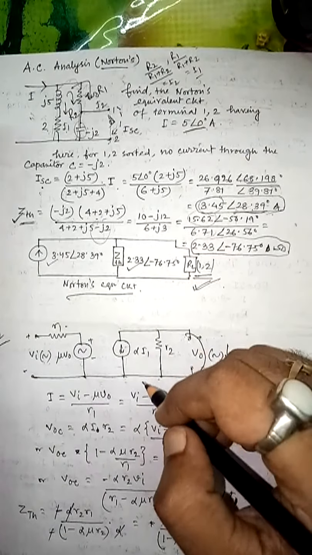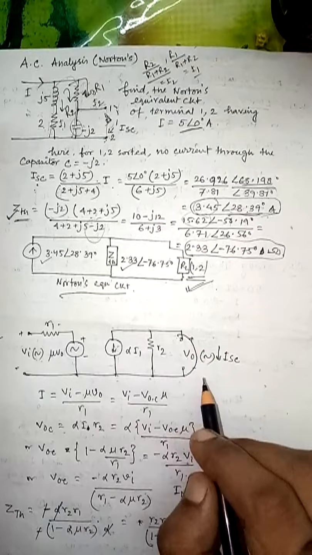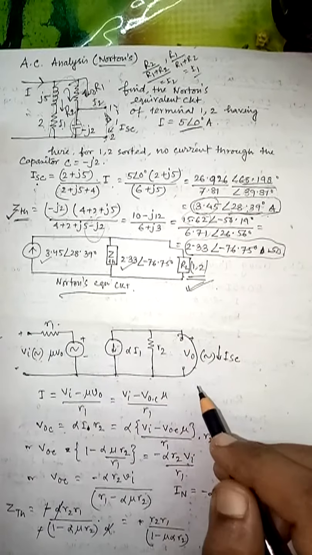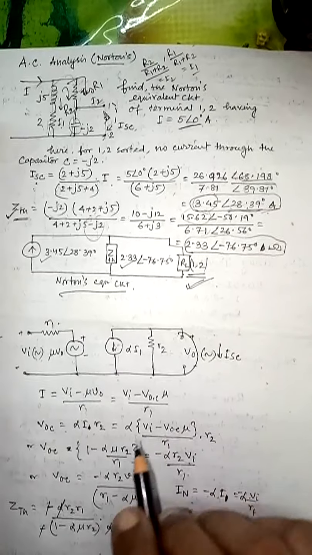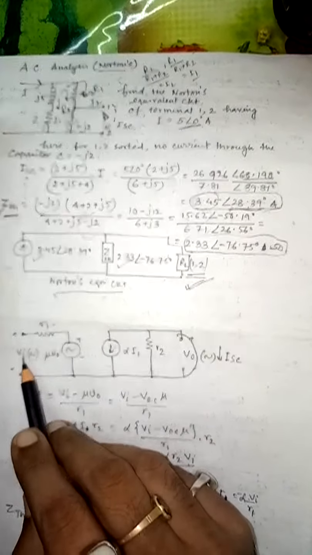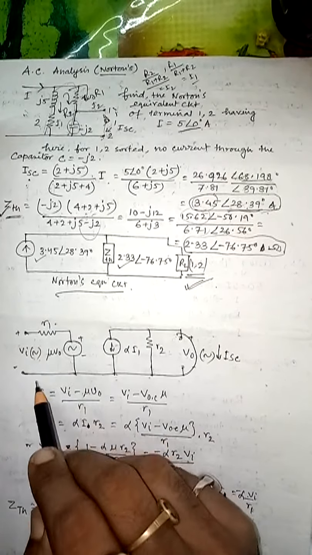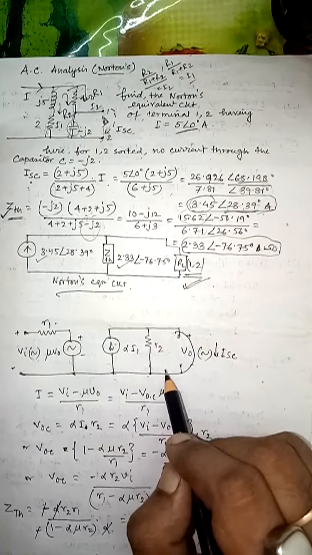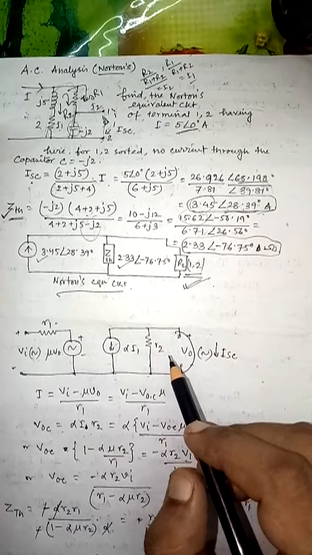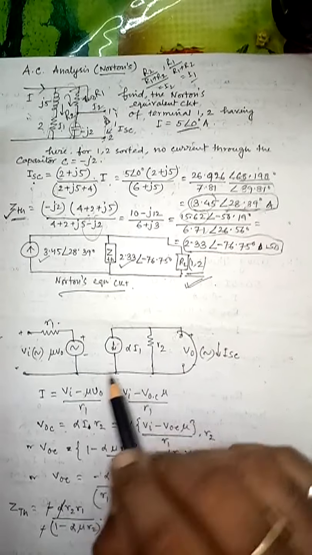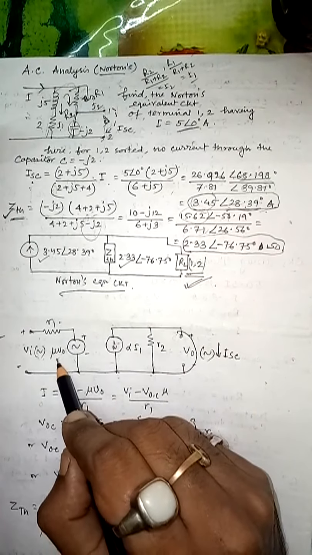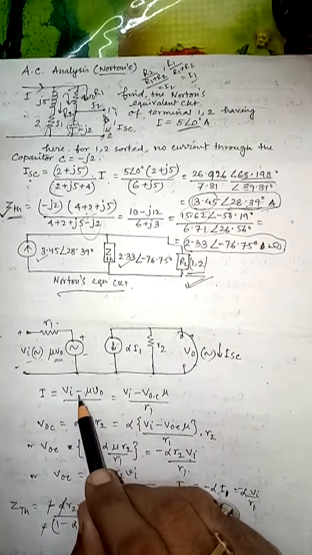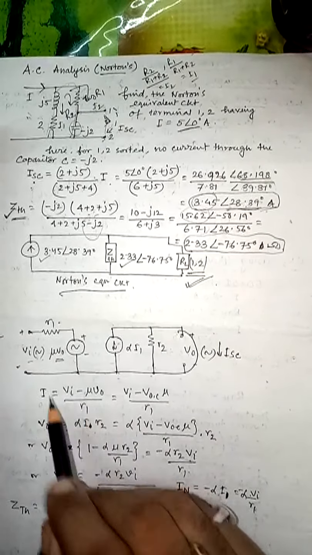Here that particular current source is given, so you have to find out that Norton equivalent. So how to do this? Finally, if the current is I right here, you can see this. So what is mu V0? It is a voltage source. So Vi minus mu V0 by R1, that is I.